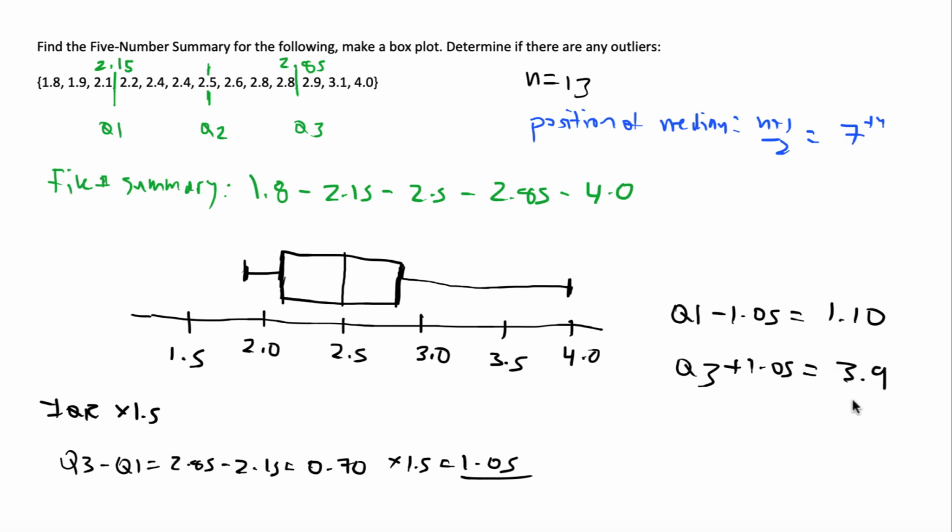3.9. Now take a look at this one. 3.9 is about over here. Wait a minute, there's a value that is bigger than 3.9. In this case, 4.0. So what does that mean? It means that 4.0 is an outlier.